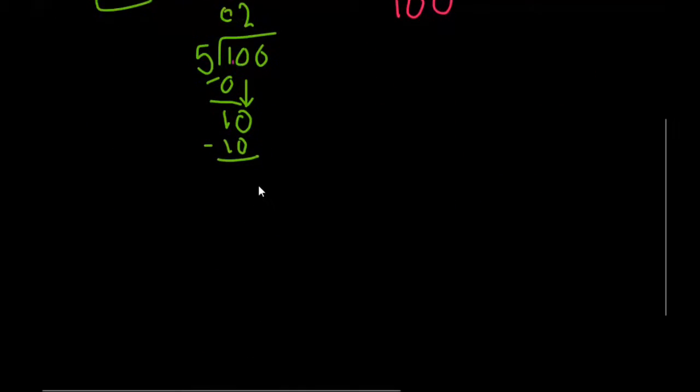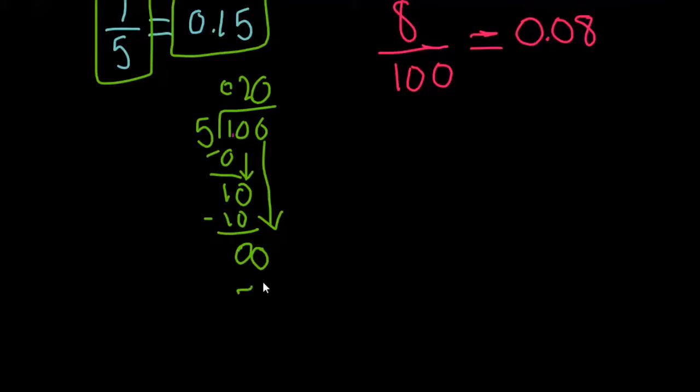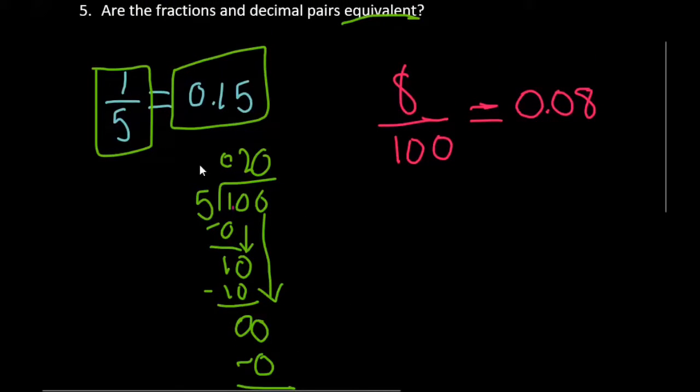I'm just going to scroll down. Now we're just going to bring down the other 0 as well. 5 goes into 0 0 times. So we're going to put a 0 up here and we're going to subtract 0. 0 minus 0 is equal to 0. And now we can't forget to float up the decimal point and place it right here.